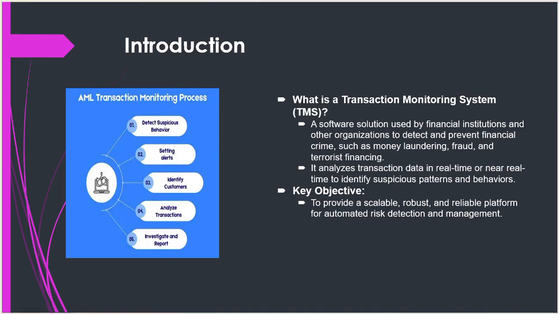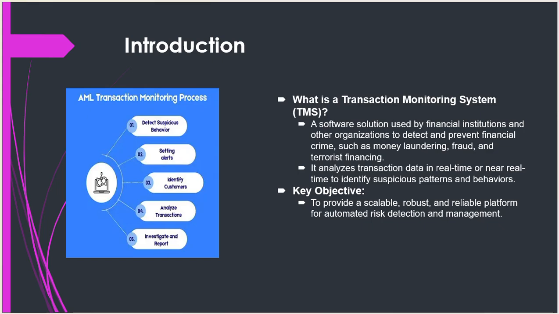Let's first introduce what the transaction monitoring system is, what the key objectives of a transaction monitoring system are, and then we will discuss the anti-money laundering transaction monitoring process and how it works. The transaction monitoring system is a software-based solution used by financial institutions and other financial organizations, like banks or non-banking financial institutions, to detect and prevent financial crime such as money laundering, fraud, and terrorist financing, and to detect such suspicious activity in their organization.